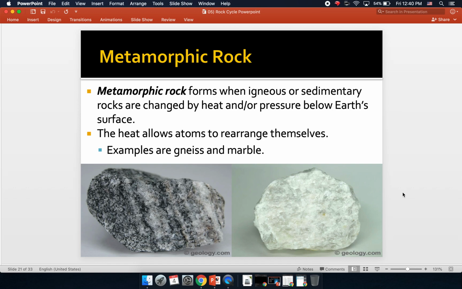Also, it's important to point out that already existing metamorphic rock can further metamorphose if it continues to undergo heat and pressure under the earth. All right, some examples here are gneiss, which is on the left, and marble, which you see on the right.